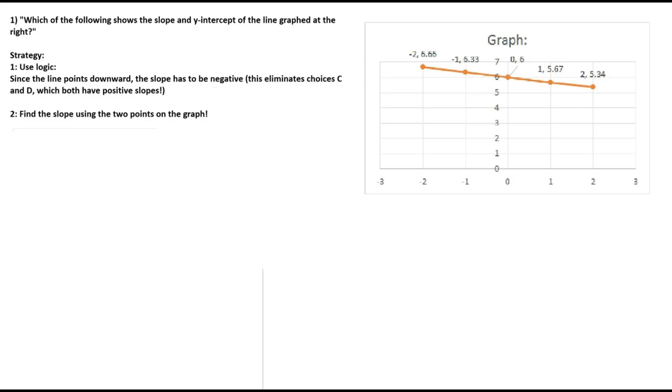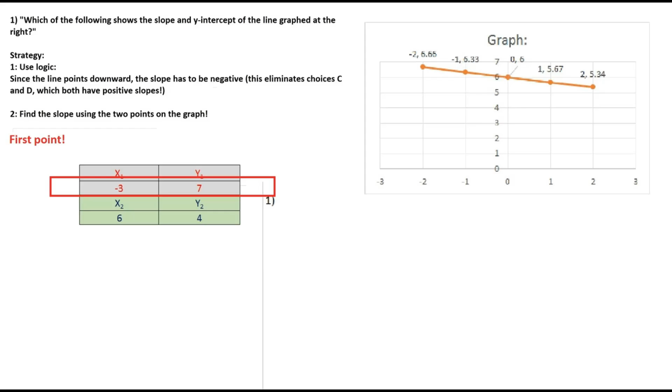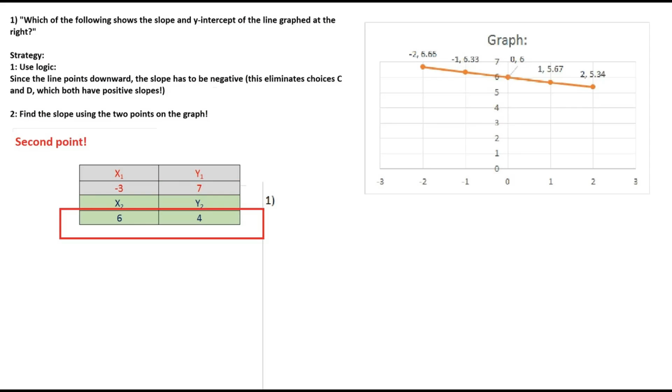With number 2, we're finding the slope using the 2 points on the graph. There is an equation for this. So let's look at our 2 points. Looking at the graph in the book, we have -3, 7. We also have 6, 4 as our second point. Now, my graph doesn't show those 2 points, but the book's graph does. It's important that you're reading these along with me. So how do we solve this?